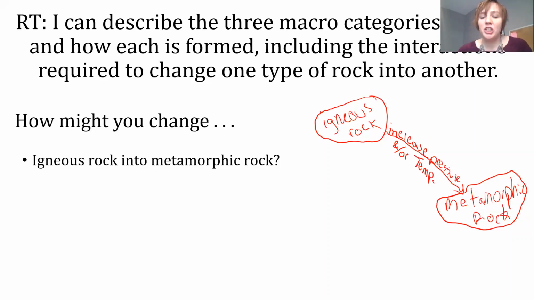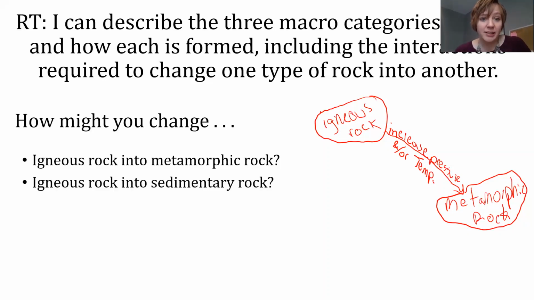If you increase the pressure and or the temperature, you can change that igneous rock into a metamorphic rock. A different example would be to change an igneous rock into a sedimentary rock. Well, to do that, you would first have to turn it into sediment and then turn it into sedimentary rock.